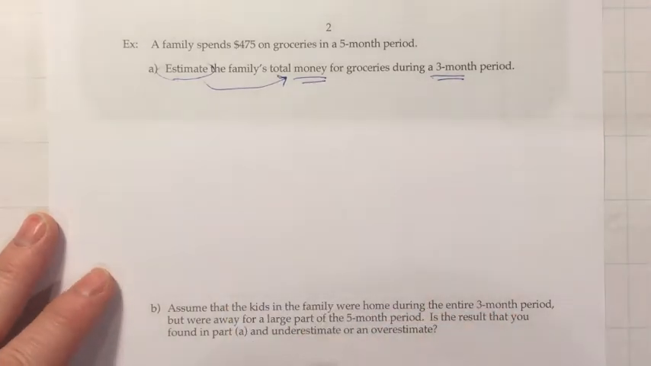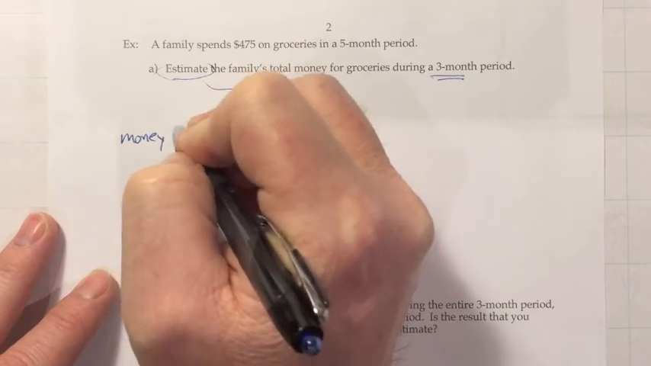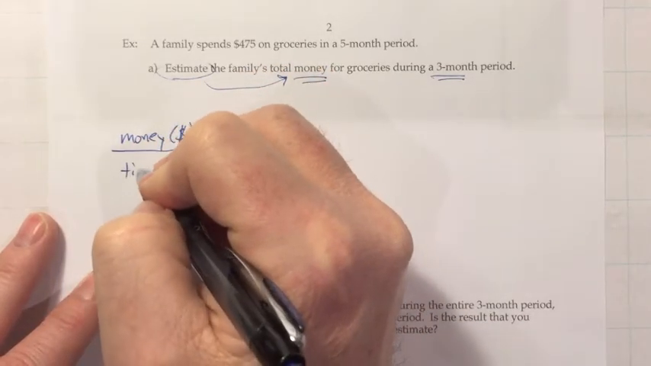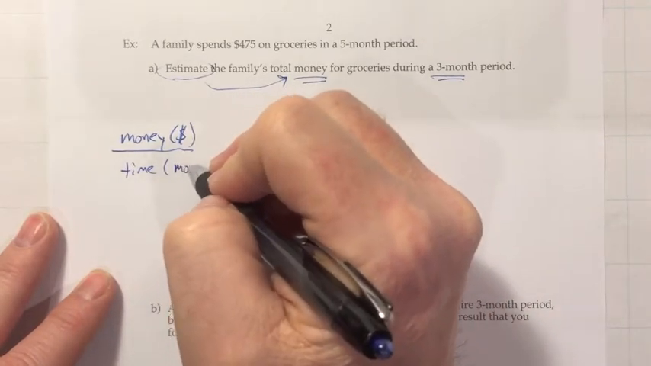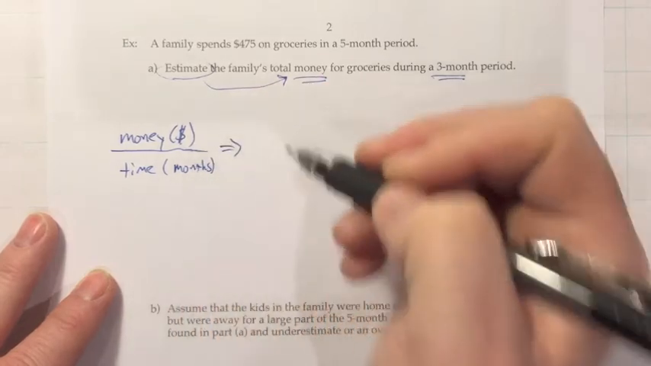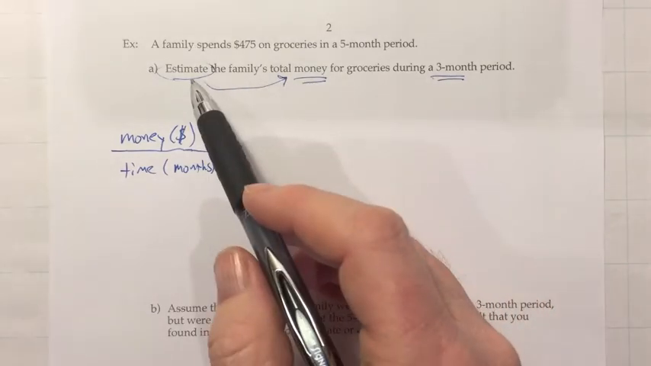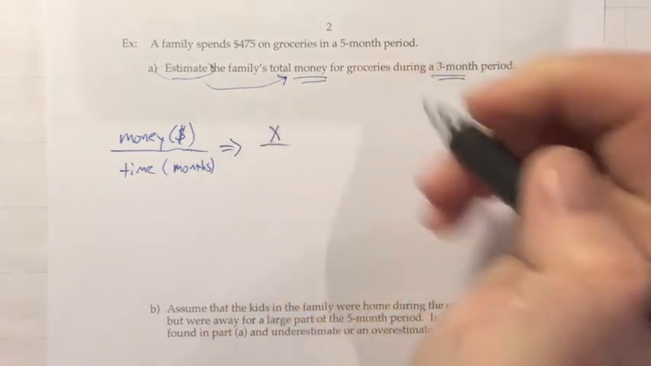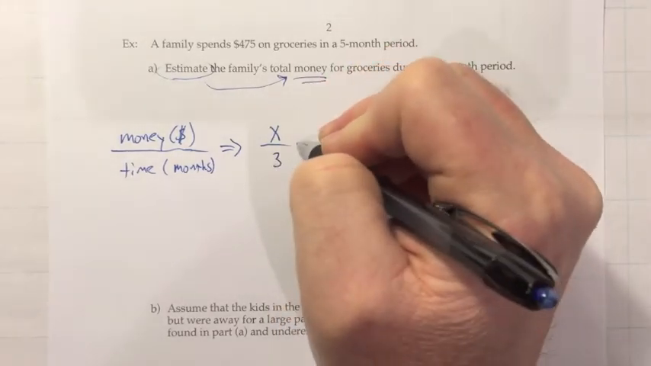So since that's the one that's going to be our unknown, I want to put that money, which is going to be measured in dollars, on the top. And I'm going to want to put the period of time, which they're measuring in months, on the bottom. Just because I always want to have my unknown in the numerator, I usually will start off with the one about the question with the unknown. So estimate the family's total money. I don't know how much that is, so I'll put X. But that's during a 3-month period, so I'll put over 3.